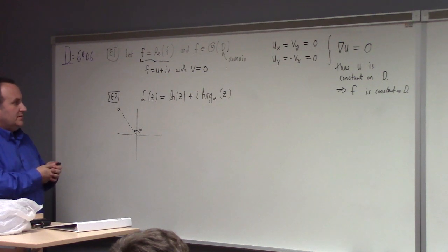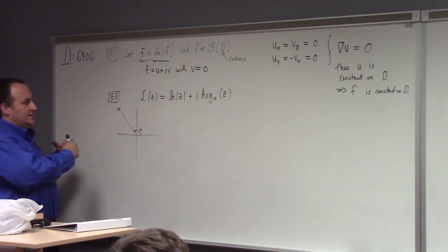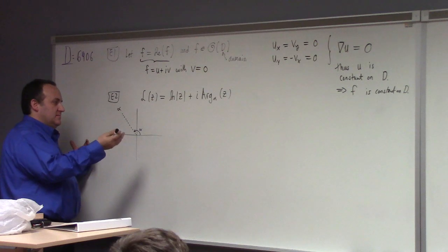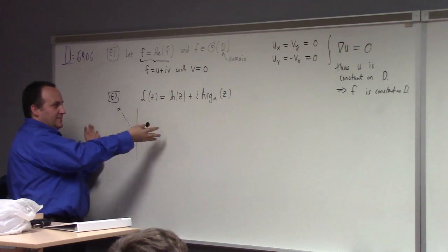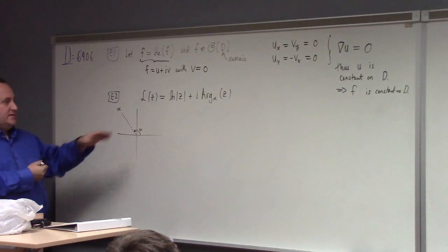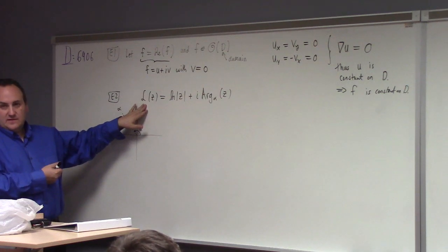It specializes the domain in such a way that we get continuity of the result. And this is an example of a logarithm. This is a particular branch cut of the logarithm.